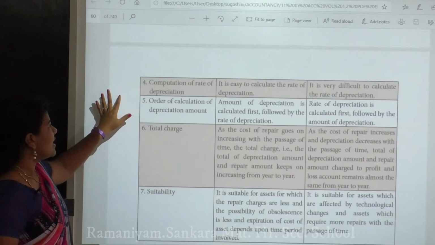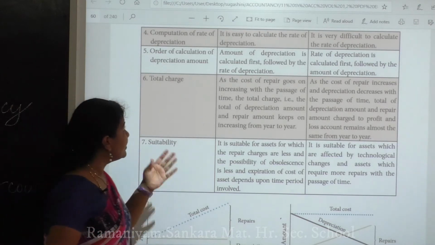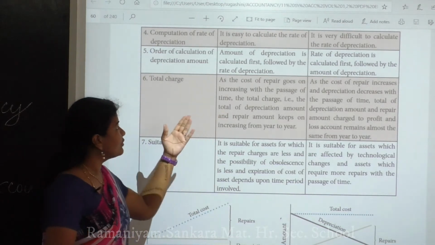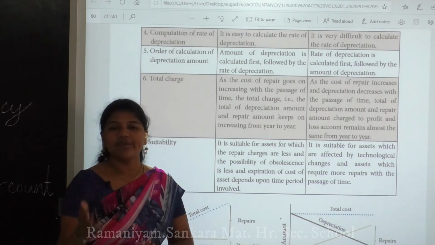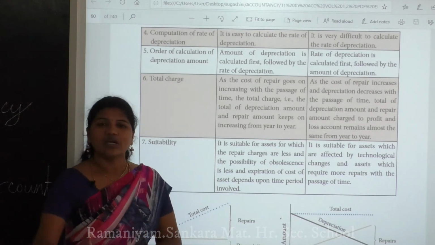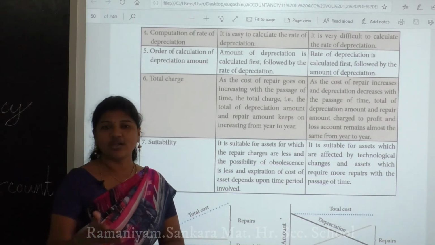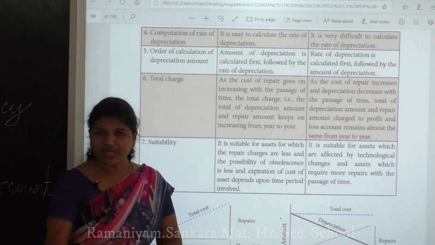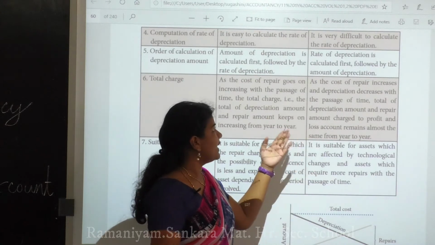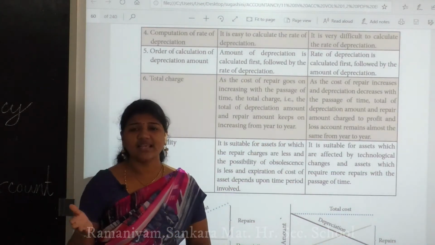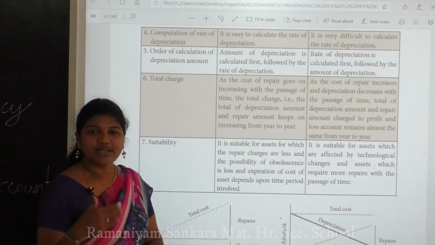The fourth one is the computation of the rate of depreciation. In the straight line method it is very easy to calculate the rate of depreciation. What is the basic amount we fix, like 2,000 or 10,000 or 5,000, whatever it is, depending upon that every year goes on. Next thing, in the written down value method it is difficult to calculate the rate of depreciation. The depreciation is calculated as a different amount, so every year it goes a different way.